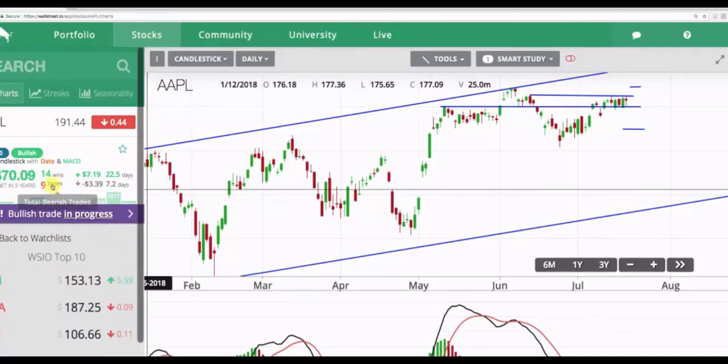14 wins, 9 losses, so a good batting average, and a really good risk reward, with the average win at 719 and the average loss only 339. Because the average win is over double the average loss, you have a pretty good strategy.